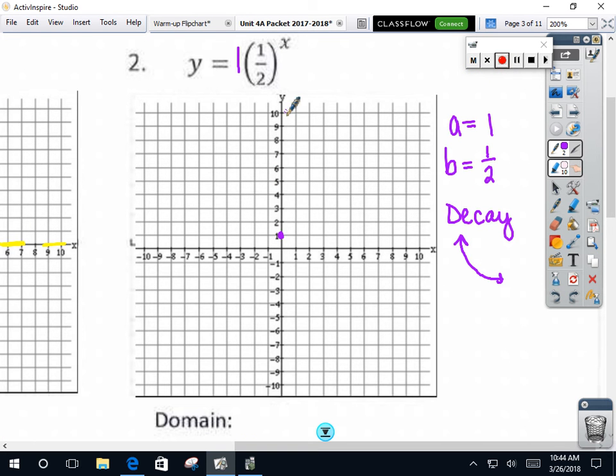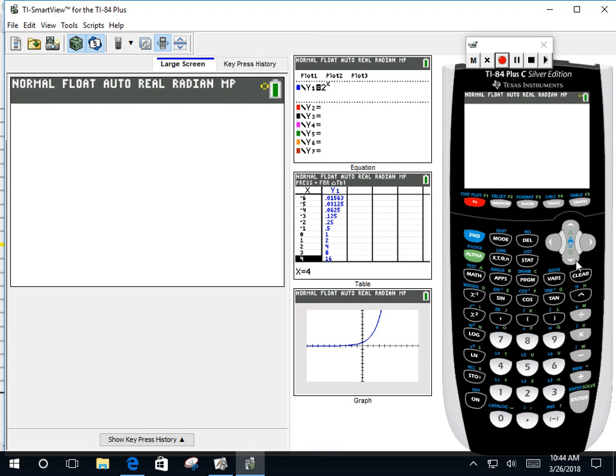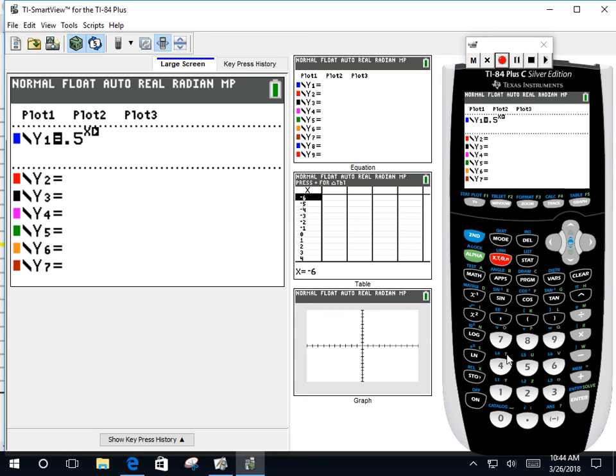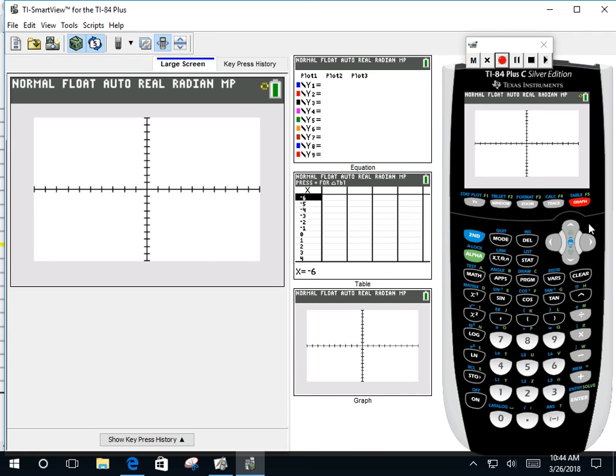Graph it. Go to your calculator and type in y equals 1/2 to the x power. You can use alpha y equals n over d to type in the 1/2, or you could just simply type in 0.5, because that's the same thing, to the x power. Okay, we now look at it and we've confirmed that the y-intercept is 1, and we also have confirmed that it's a decay because it's going down from left to right.